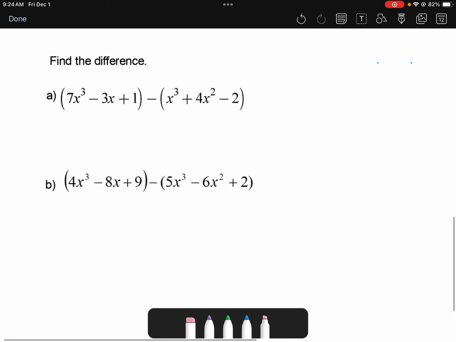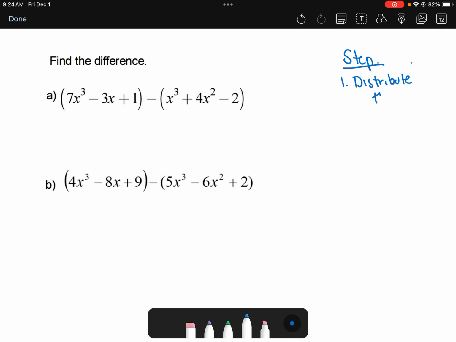Let's see what happens now when we subtract. It's very similar. There's just going to be one extra step with it. Your first step is to distribute the negative. And that's that subtraction. Remember, back from Module 1, subtraction is just adding the opposite. I'm going to write it on this one just so you can see it, but you don't have to do it every single time.